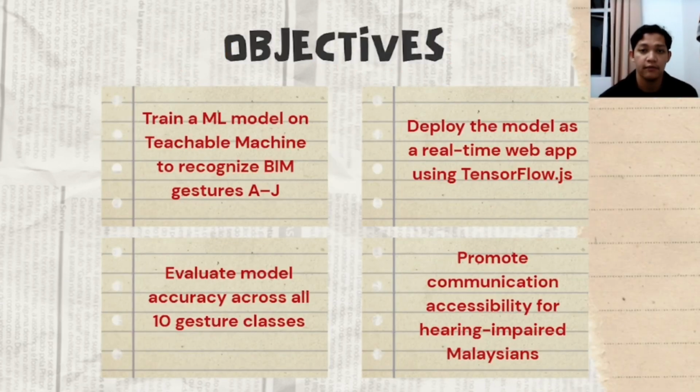Okay, the objectives for this project are: first, train an ML model on Teachable Machine to recognize BIM gestures A to G. Second, evaluate model accuracy across all 10 gesture classes. Third, deploy the model as a real-time web app using TensorFlow.js. And fourth, lastly, promote communication accessibility for hearing impaired patients.